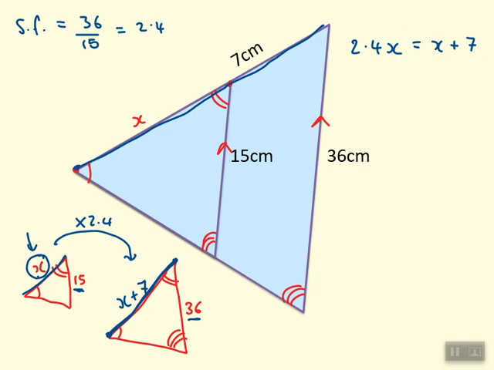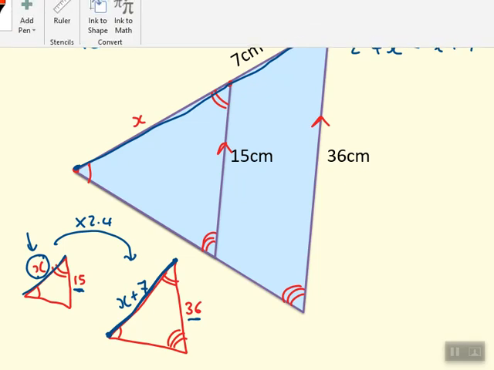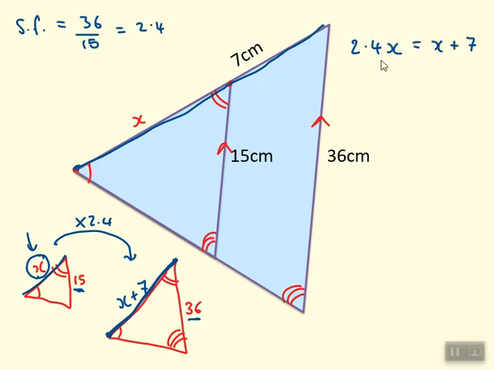Now what I'm going to do, just to make it easier to solve this equation, where it says x add 7, I'm just going to put that that's 1x add 7. Okay, now you know how to solve these simple equations. All we need to do is work out what x is, and you've been doing that since year 7. So how do you solve a simple equation like this? Well, it's 2.4 lots of x equals 1x add 7.